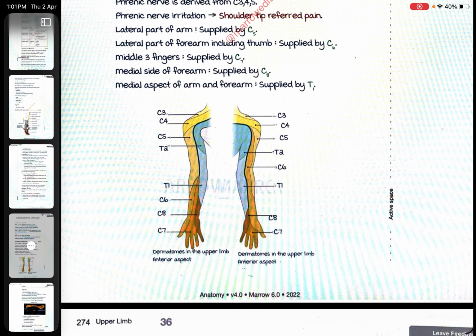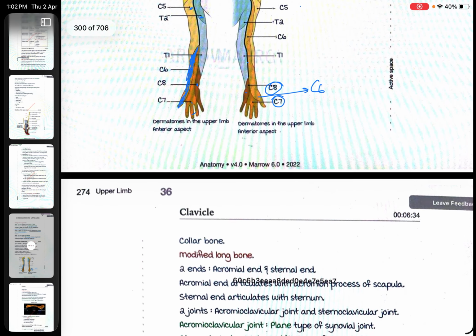This image beautifully shows you C3, C4, C5, and you have the T1. And C8 here, C6 over here, and you also see C7 supplying the middle 3 fingers. Dermatomes in the upper limb, anterior aspect: C3, C4, C5, T2 for the medial side of the arm, and T1 for the arm and forearm, C8 over here, medial side. The pinky finger is supplied by C8, C7 for the middle 3 fingers, and here comes your C6. So yeah, moving on to the next part.